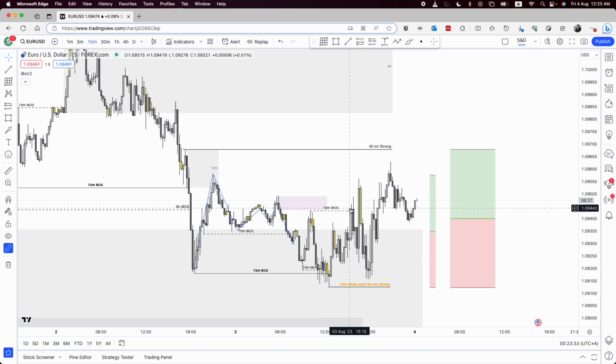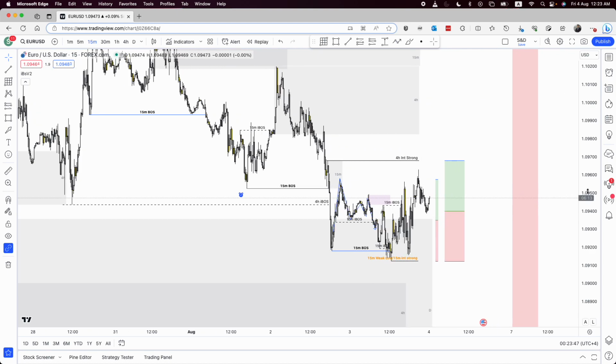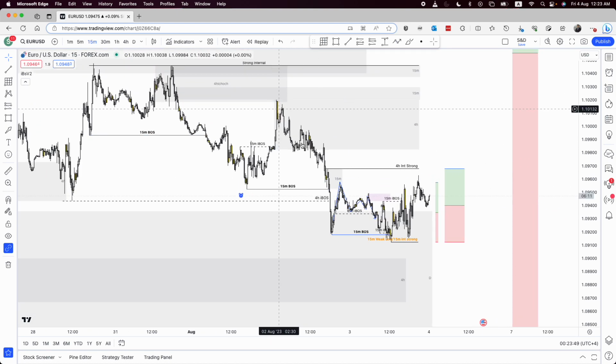So it did break this 15-minute high, BOS, internal strong. Once it breaks this internal strong, what happens? Now we have misalignment, right? We have a 15-minute weak low, because if you look at the larger leg, let me pull that out. You have the 15-minute BOS. You have the pullback, came into the EQ of this range, close enough to EQ. And then you have the break of structure.